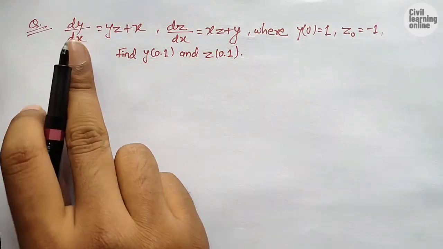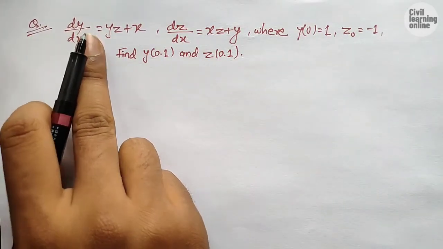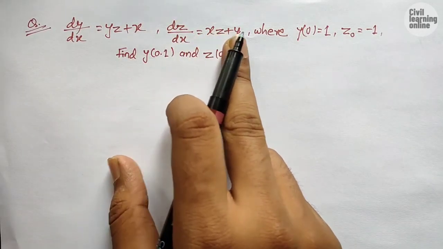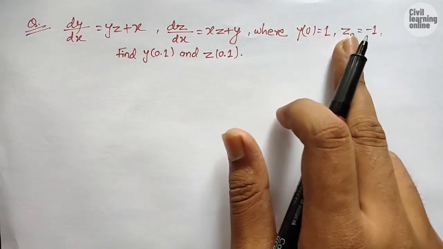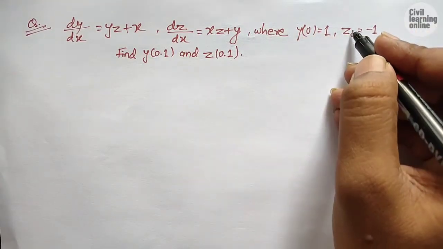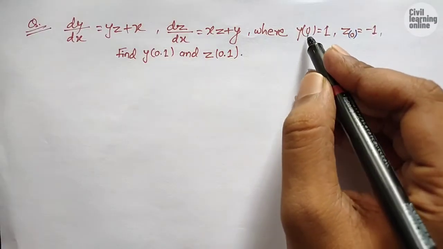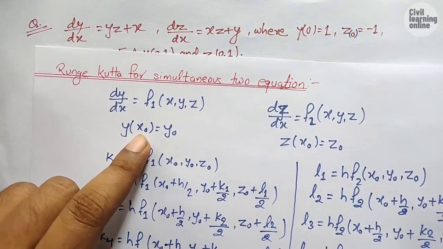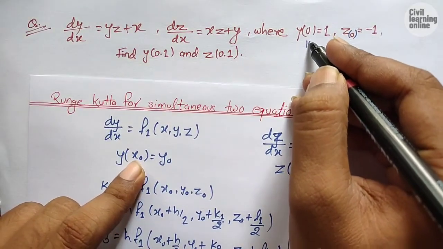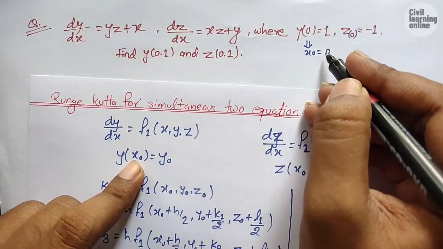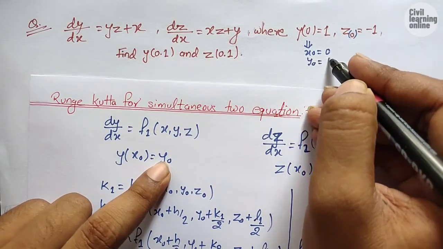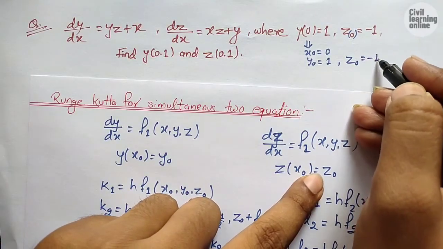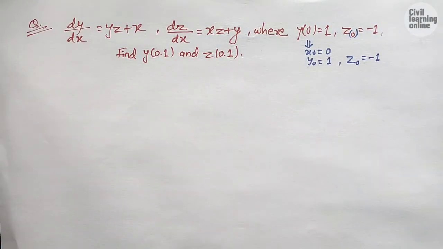So guys, here is the question. We are provided with the two equations, dy by dx equals yz plus x. Similarly, dz by dx equals xz plus y, where y0 equals 1 and z0 equals minus 1. If we compare it with the given equation, we will have x naught equals 0, y naught equals 1 and z naught equals minus 1. And now let us begin the solution here.